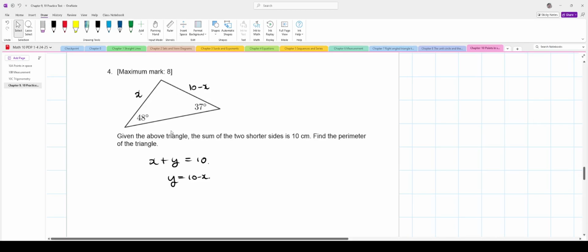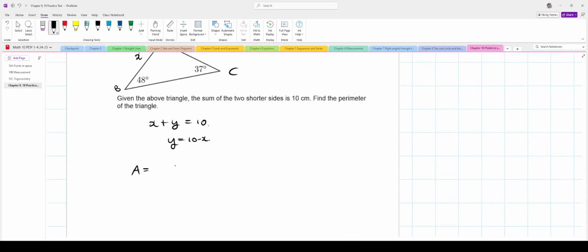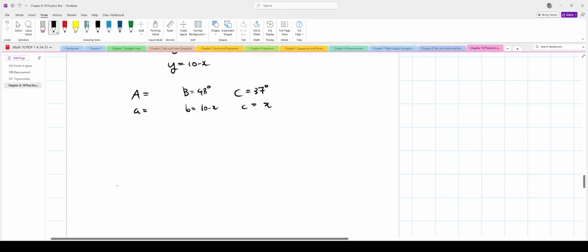Now I think we can use the sine law to solve this problem, because we already know the pairs, and we can see that easily if you put them into a graphic organizer here. The angle A is unknown, angle B is 48 degrees, angle C is 37 degrees, lowercase a is unknown, lowercase b is equal to 10 minus x, and lowercase c is equal to x. So none of the information is given about angle A and the length a. And we know two angles, so the only option that we have is the sine law. So let's use the sine law.